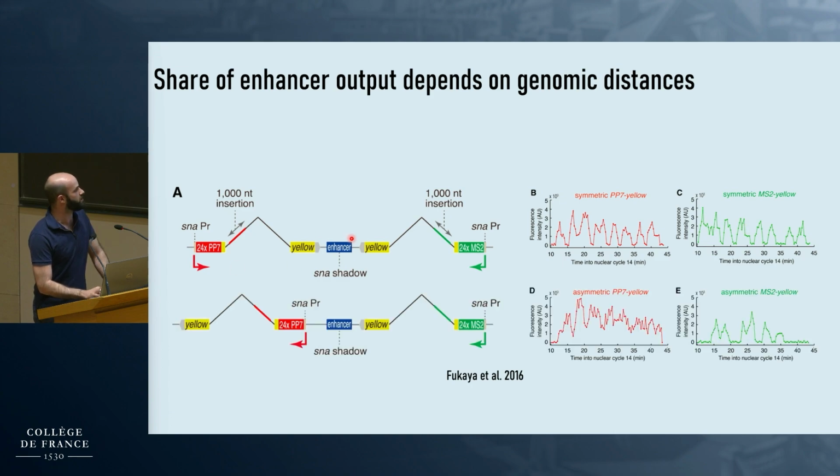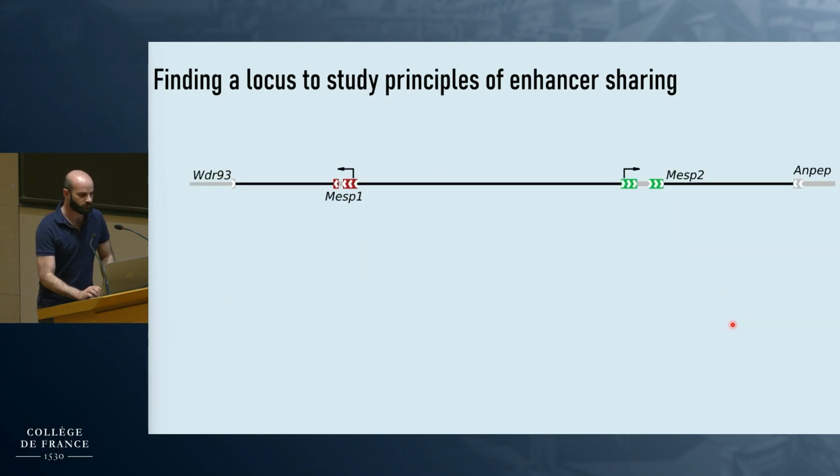When you now alter the distance, so that the snail promoter is placed much closer to the enhancer, you have a much higher frequency of bursts of PP7 relative to MS2. So clearly there seems to be an impact when you have multiple promoters in the same landscape. In the lab, we're using a mammalian system, and so we were looking for loci that could fit this description of sharing a regulatory landscape.